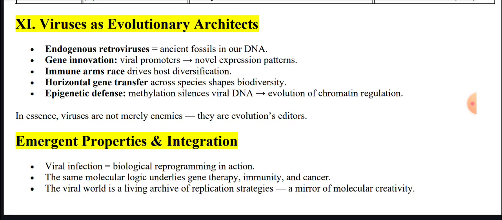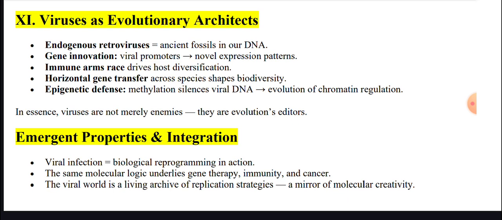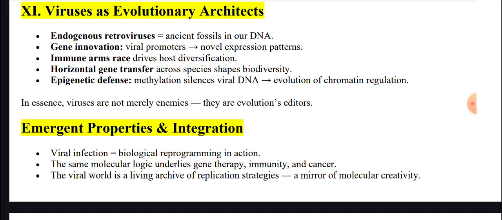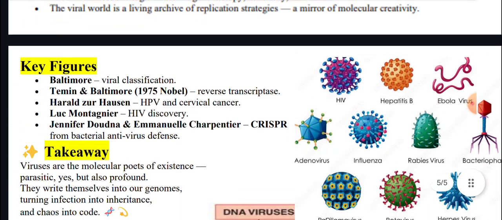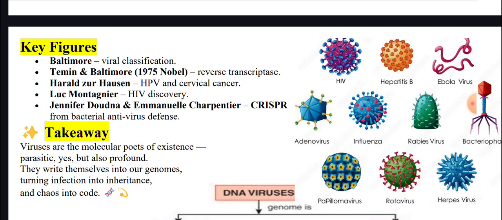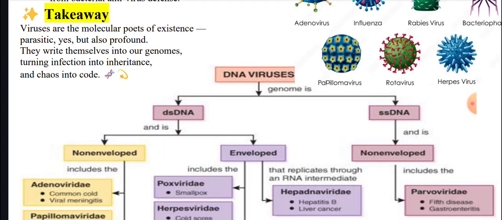Which brings us back to that central idea from our source material. Viruses as molecular poets of existence. Yes, they are parasites, absolutely, exploiting cellular machinery for their own replication. But through that process, as we've explored following these detailed notes, they drive the immune arms race. They literally write themselves into our DNA as ERVs, becoming part of our inheritance. They even seem to have spurred the evolution of chromatin regulation, things like DNA methylation, that our cells use partly as an epigenetic defense to silence those ancient invading viral sequences. They force adaptation, turn infection into inheritance, chaos into code.